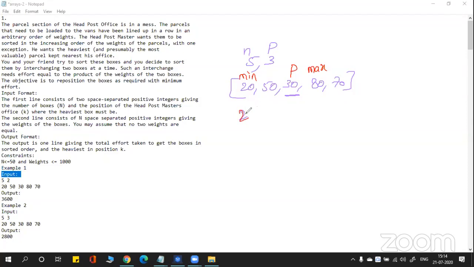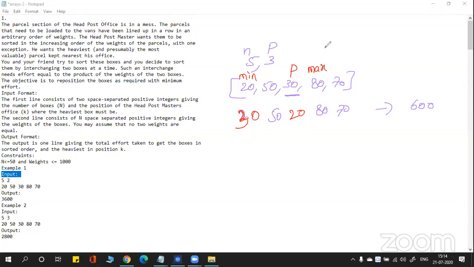So here 20, here 30 will come, here 20 will come, and the remaining are all the same: 50, 80, and then 70. So what is my effort? My effort is 600. I'm interchanging these two.